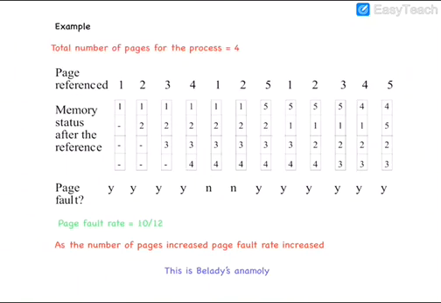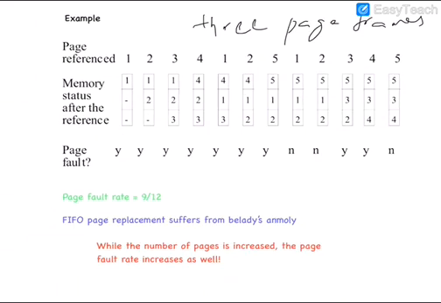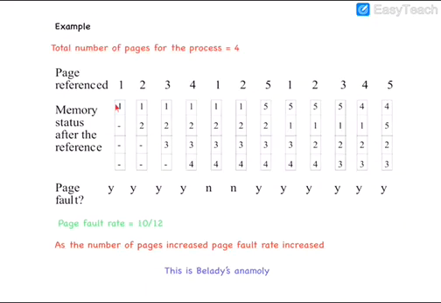Again we are taking the same reference string as in the previous example, which had 3 page frames. Here we are taking 4 page frames, and we will follow the same FIFO replacement algorithm. You can see 1 page fault has occurred, 2 page faults, 3 page faults, 4 page faults. Now our page frames are full.